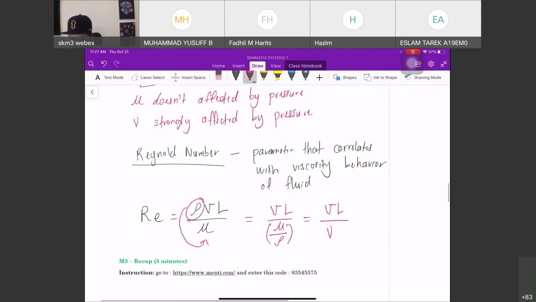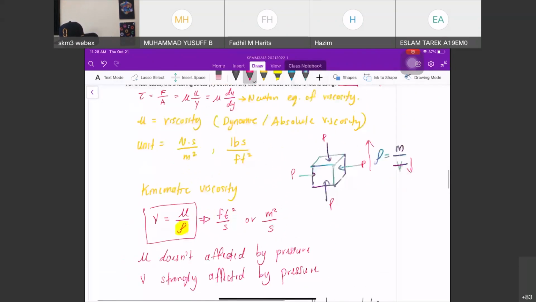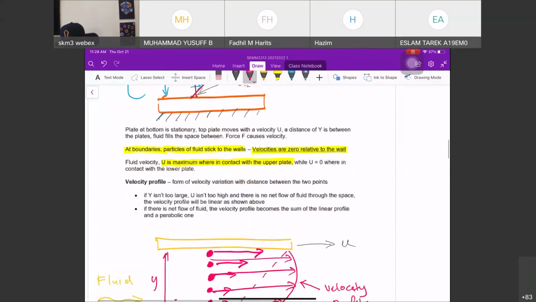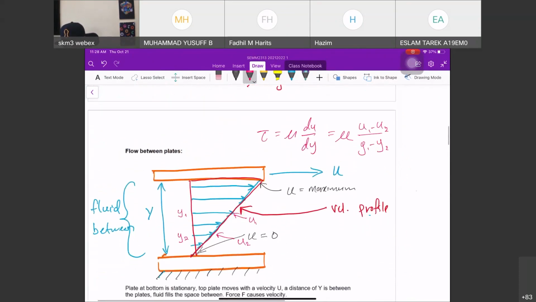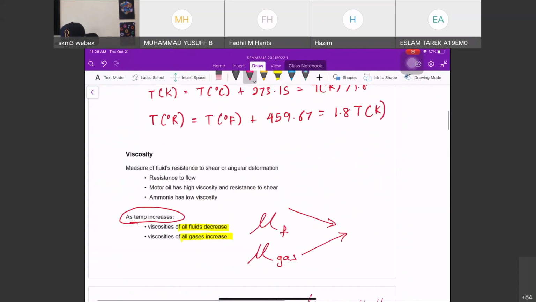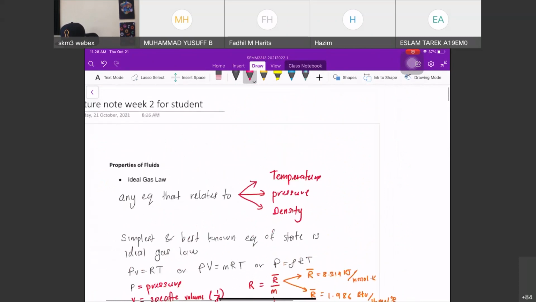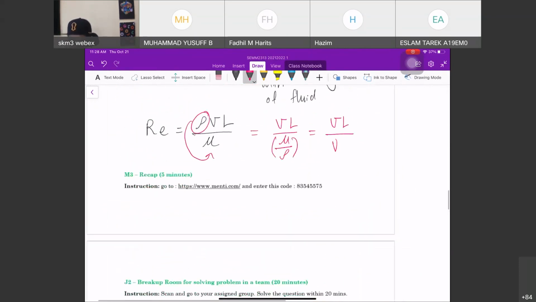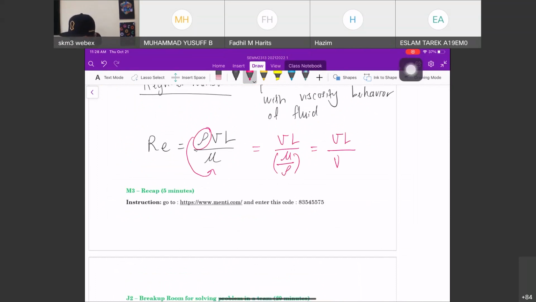So based on what you have learned: the Reynolds number, the kinematic and absolute viscosity, the velocity profile between the plates, and the viscosity-temperature conversion. Let's have a quiz time. Okay, let me share.